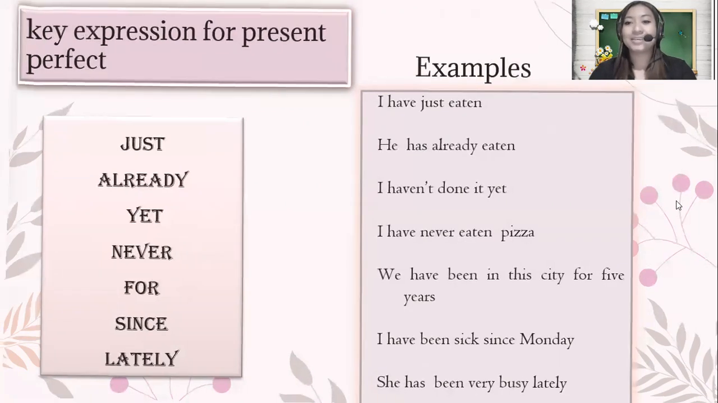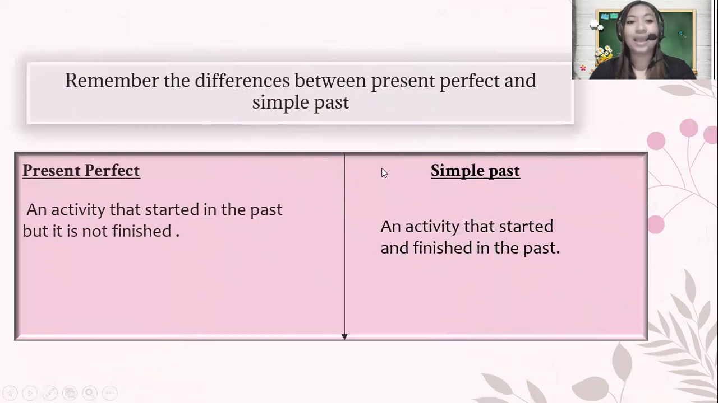So let's continue. Now, remember the difference between present perfect and the simple past. For present perfect, that is an activity that started in the past but is not finished. In the simple past, we have an activity that started and finished in the past.